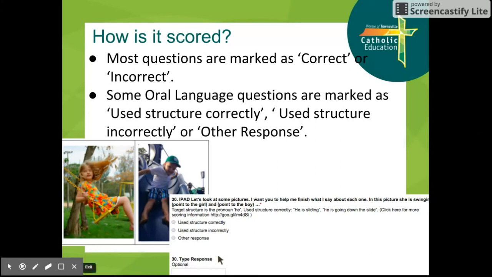There is an option to type the response, and it very much is optional. It does slow down the testing procedure if you insist on typing the response for each child. So it's worthwhile, particularly if you're doing the post-test in prep, if the child is still incorrectly using the pronoun by saying "him sliding," it's worthwhile typing in that child's response, and then that can be forwarded to the speech pathologist.